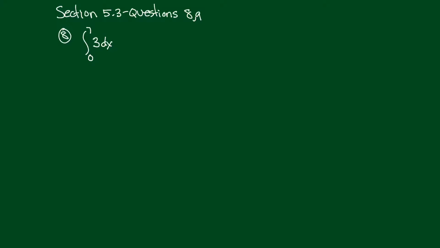Well, this number 8, these are the kind we like to see. All we have here is a constant. What would differentiate to give us a constant with the variable x? 3x. And we're going to evaluate that from 0 to 7. So we're going to get 3 times 7 minus 3 times 0. 21 minus 0. This evaluates to 21.